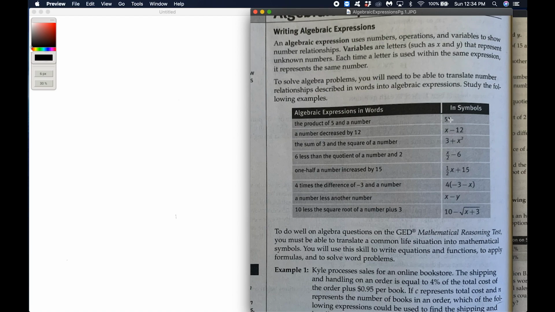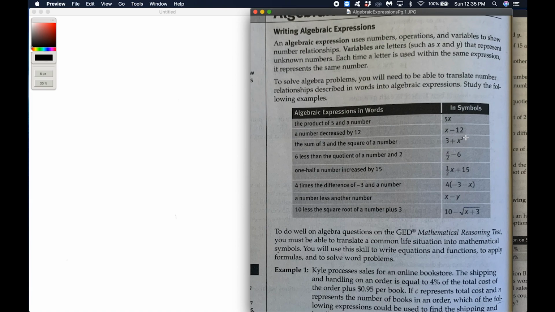5 times x. A number decreased by 12. The number is unknown, so we'll use x. X decreased means subtraction, so x minus 12. The sum of 3 and the square of a number. So 3, the sum is addition, so 3 plus x squared.